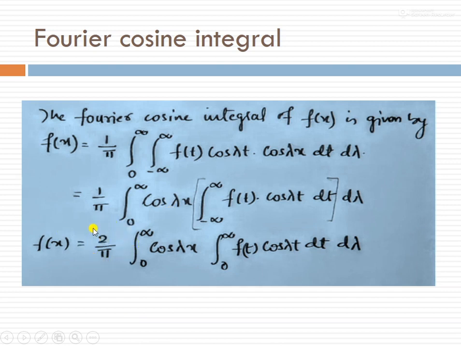Here the factor 2 is there only because the integral from -infinity to +infinity is changed to an integral from 0 to infinity. That is, the Fourier cosine integral can be written as 2/π ∫ from 0 to infinity cos λx ∫ from 0 to infinity of f(t) cos λt dt dλ.